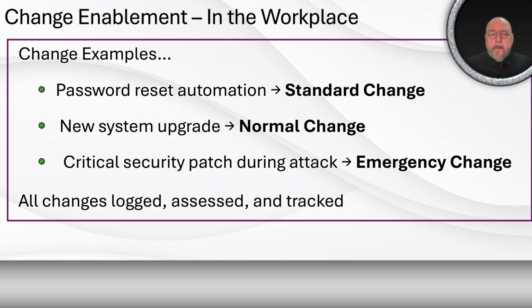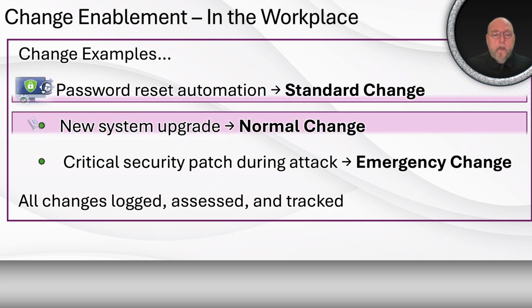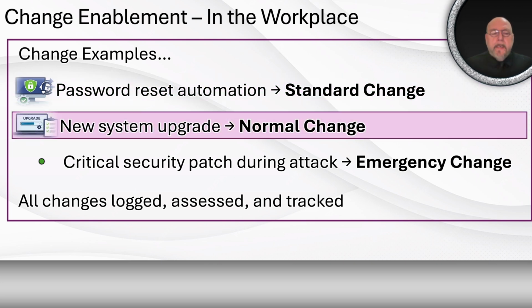In the workplace, as an example, you might have something like a password reset, which is fully automated. This is a standard change. Someone might go to a kiosk or a web page somewhere and update their password on their own. Someone might need to upgrade a system to a new version, and that would be a normal change. We would raise a request for change. It would be studied. It would be carefully planned and rolled out and tested.